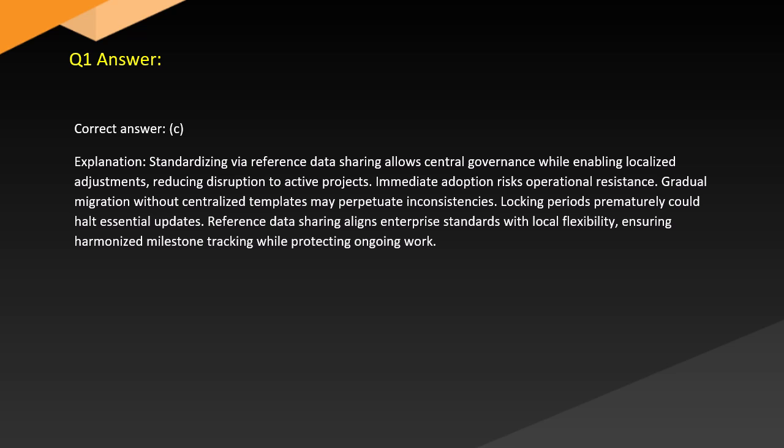Answer. Correct answer: C. Explanation. Standardizing via reference data sharing allows central governance while enabling localized adjustments, reducing disruption to active projects. Immediate adoption risks operational resistance. Gradual migration without centralized templates may perpetuate inconsistencies. Locking periods prematurely could halt essential updates. Reference data sharing aligns enterprise standards with local flexibility in harmonized milestone tracking while protecting ongoing work.